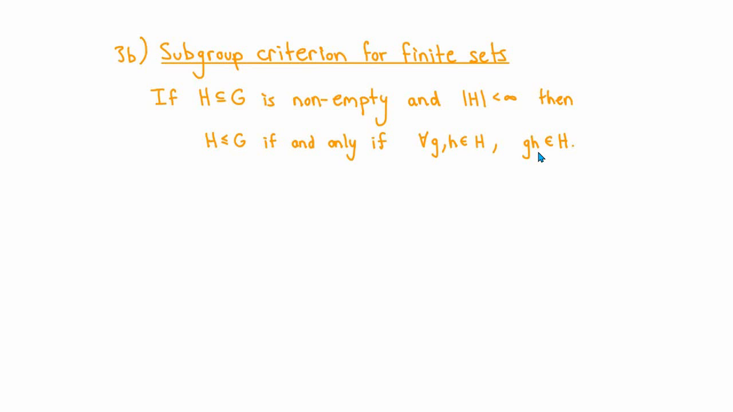Now, once again, it's clear that if H is a subgroup of G, it has to be closed under multiplication. But the point here is that when H is finite, you don't even need to check that it's closed under taking inverses. If it's closed under multiplication, then that will automatically guarantee that it's a subgroup of G. So let's take a look at the proof of this one.